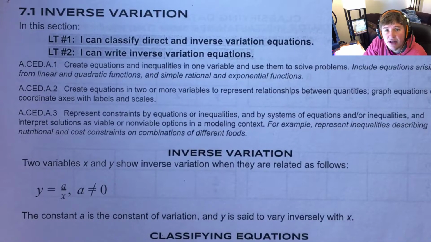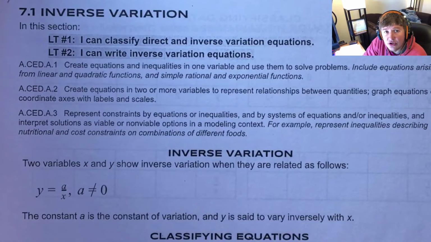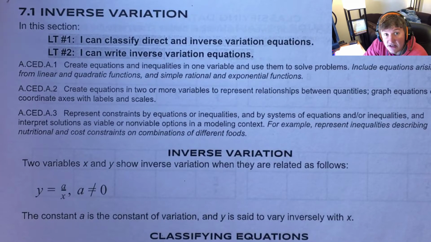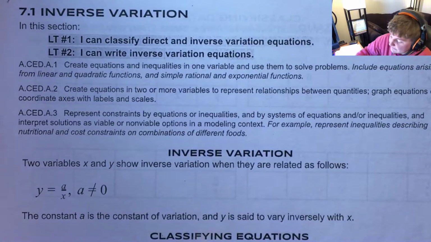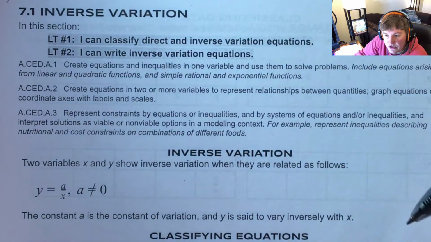All right, today we're going to start chapter 7, which is going to deal with rational equations and expressions. And today is the first section of that, with 7.1 being the inverse variation. Okay, with two learning targets.